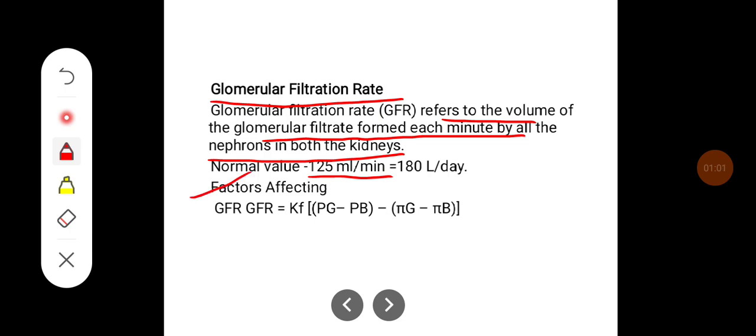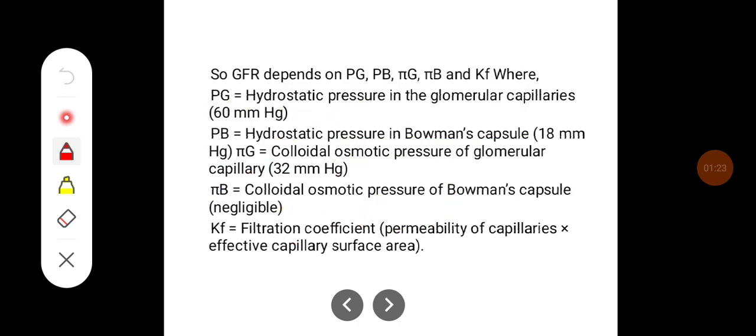Factors affecting GFR: the GFR mainly depends on the coefficient of filtration, and then it depends on the hydrostatic pressure in the glomerulus, hydrostatic pressure in the Bowman's capsule, then oncotic pressure in the glomerulus and oncotic pressure in the Bowman's capsule. So GFR depends on all these factors, where Kf is the filtration coefficient, and Pg is the hydrostatic pressure in the glomerulus, which is around 60 mm Hg. Pb is the hydrostatic pressure in Bowman's capsule, which is around 18 millimeters of mercury.